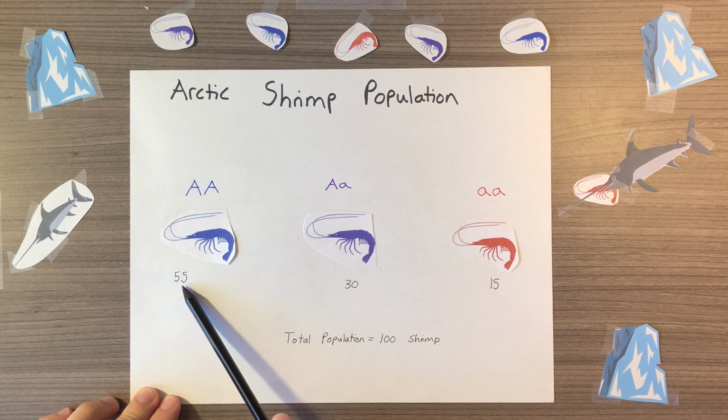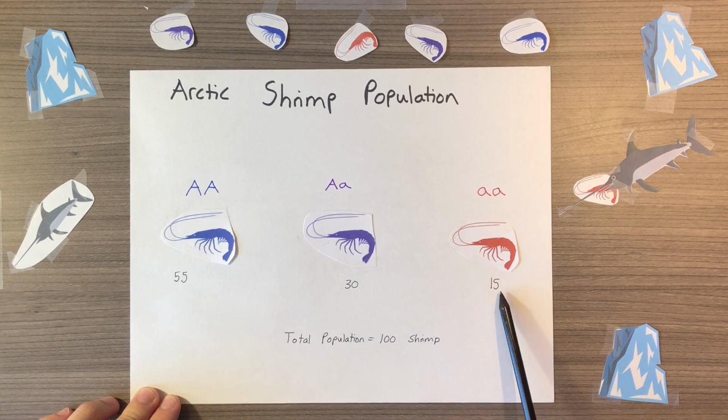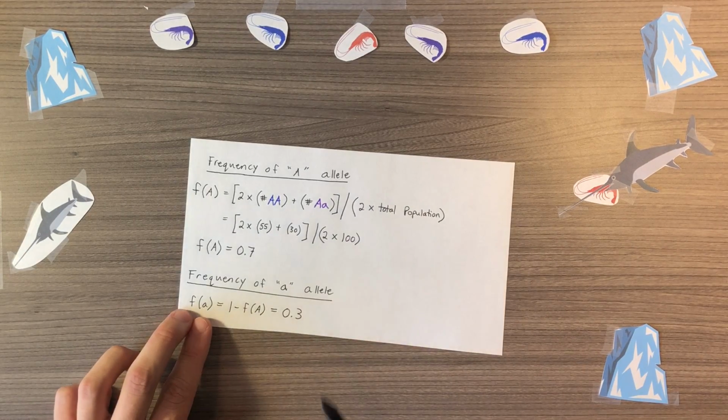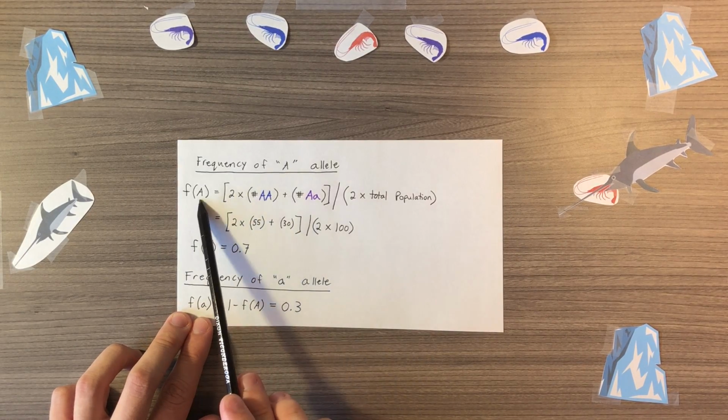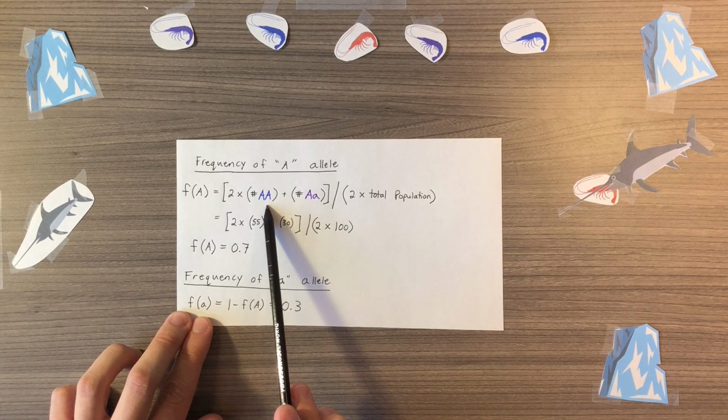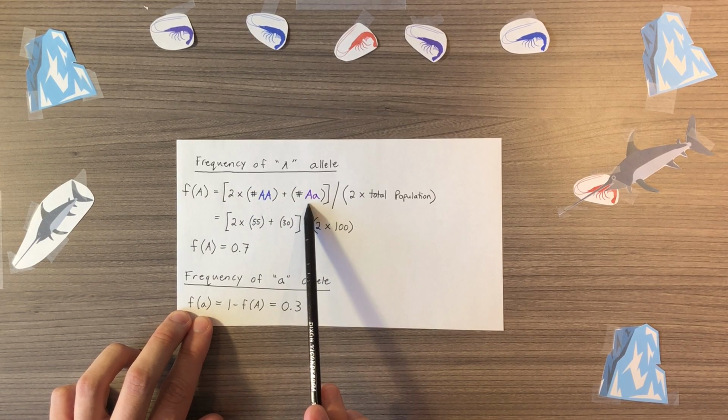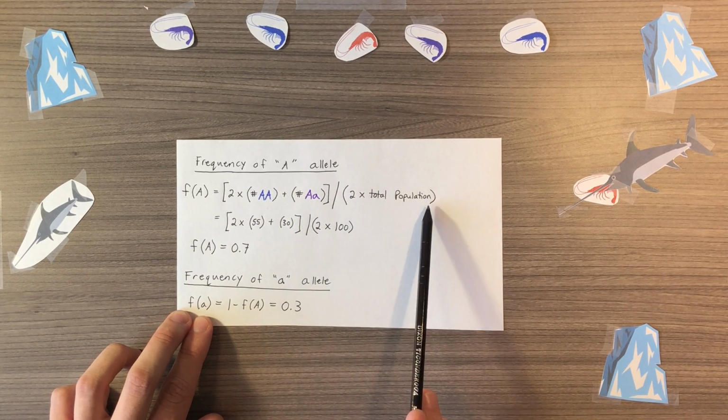In this population of shrimp, we have 55 blue, 30 purple, and 15 red shrimp for a total of 100. The first step in determining how this population is affected by selection is to calculate the frequencies of the alleles. To find the frequency of the A allele, you multiply 2 times the number of big A individuals plus the number of big A little a individuals and divide that by 2 times the total population.